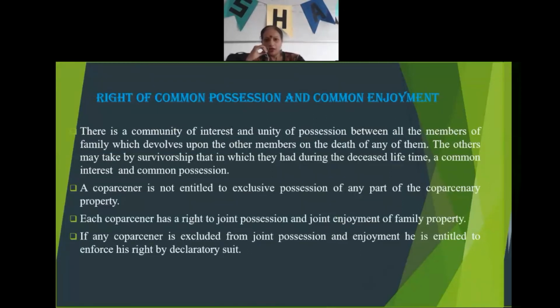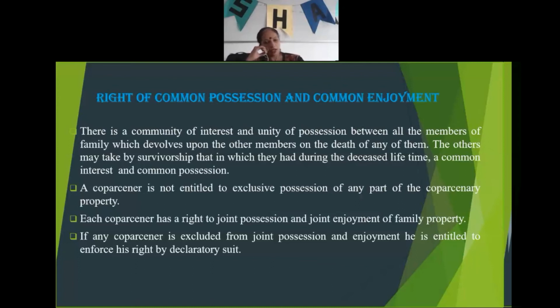There is a community of interest and a unity of possession between all the members of the family, which devolves upon the other members on the death of any one of them. The others may take by survivorship rule that in which they had during the deceased's lifetime a common interest and common possession. The second point says that a coparcener is not entitled to exclusive possession of any part of the coparcenary property because the partition has not yet taken place.